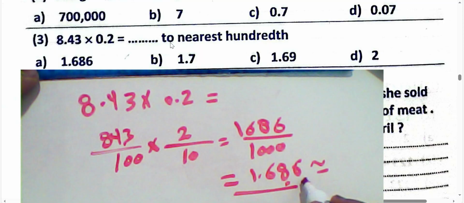Here 8, 6 can give 1 or not? Yes, 6 can give 1 to 8, because 6 here we call the rich digit. The result will be 1.69.